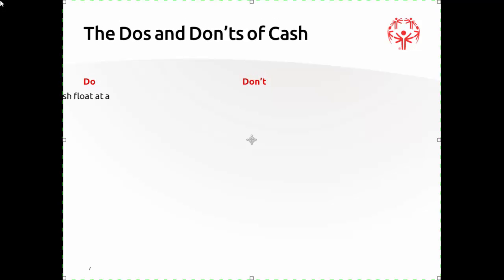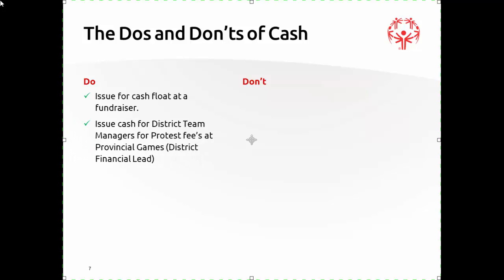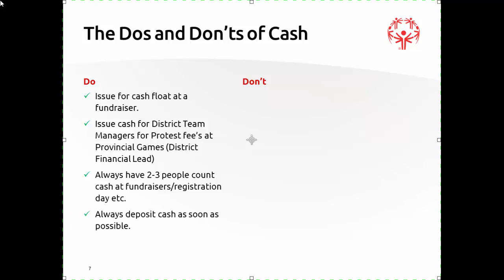The do's and don'ts of cash. Do issue a cash float at a fundraiser. Do issue cash for district team managers for protest fees at provincial games. Do always have 2 to 3 people count cash at fundraisers or registration days. Do always deposit cash as soon as possible.